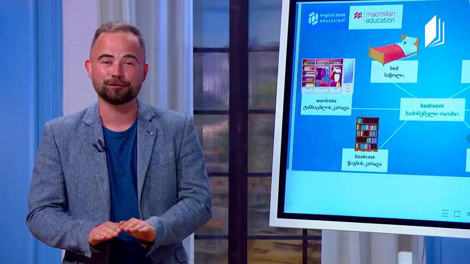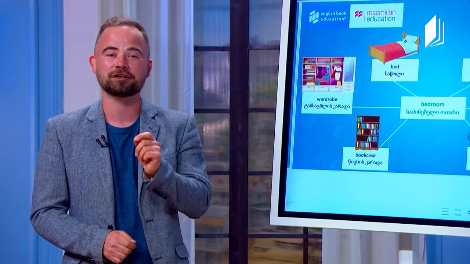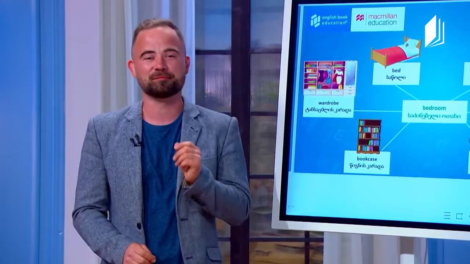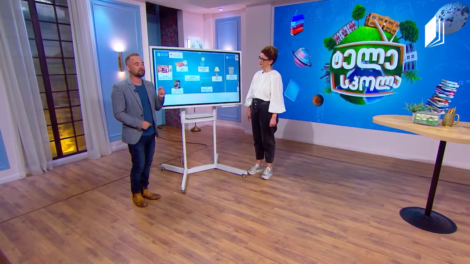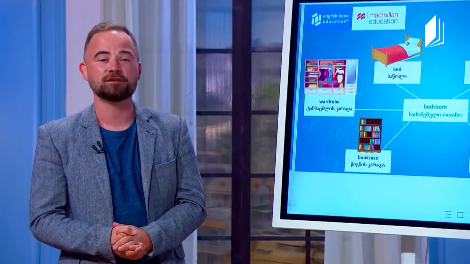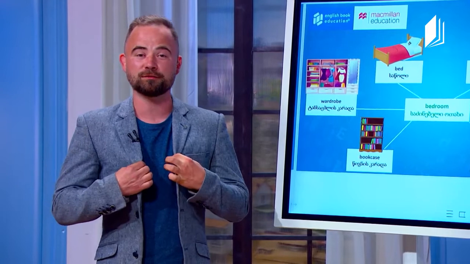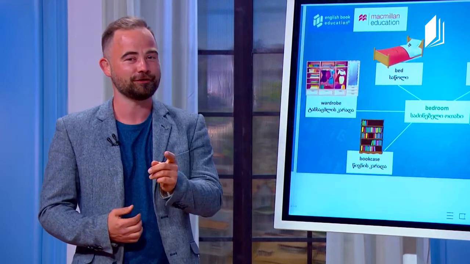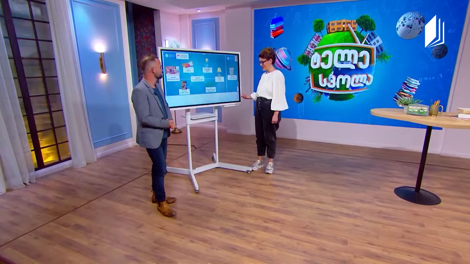And on the floor we have a rug. A rug. Rug, ფარდაგი. And on the wall we have a bookcase. A bookcase. Bookcase, წიგნების კარადა. And when we want to put our clothes away, we put them in the wardrobe. The wardrobe. ტანსაცმლის კარადა. Next one.